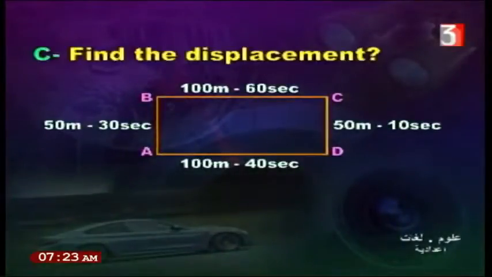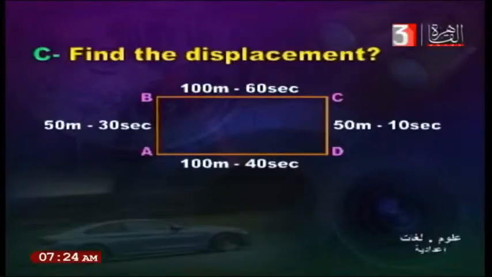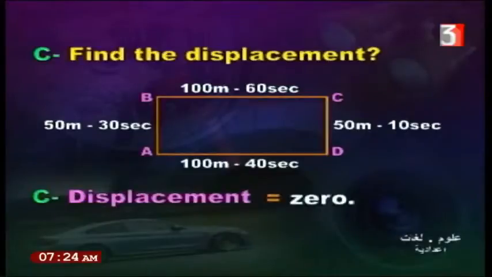Okay, what about the displacement? Displacement is the straight line between the starting point and the final or ending point. So here, the starting point is the same as the ending point. So there is no displacement in this case, and displacement equals 0 because the starting point is the same as the final point. Next one.